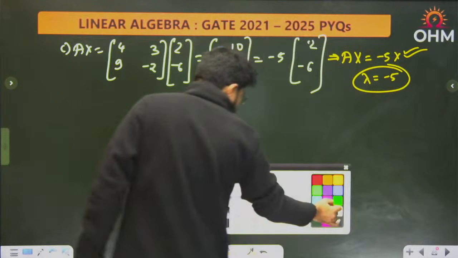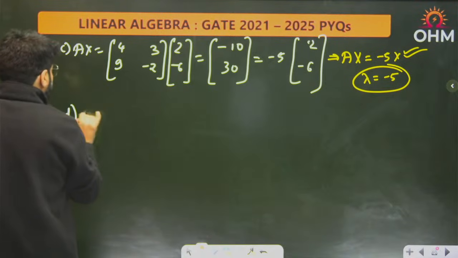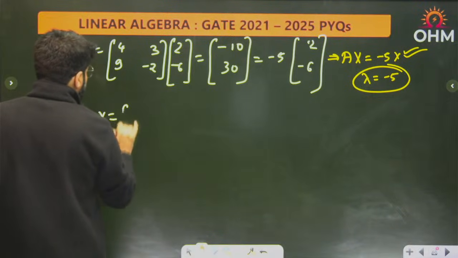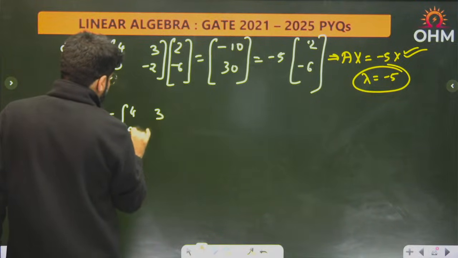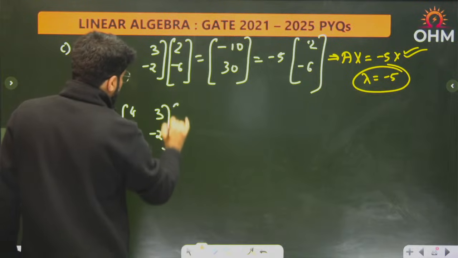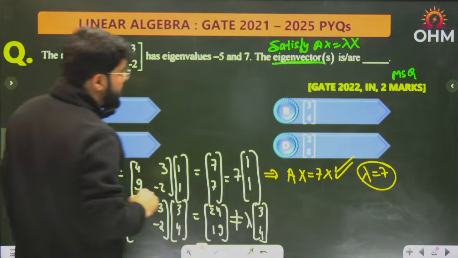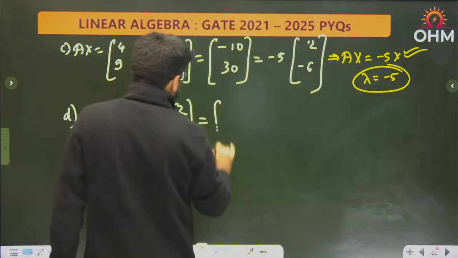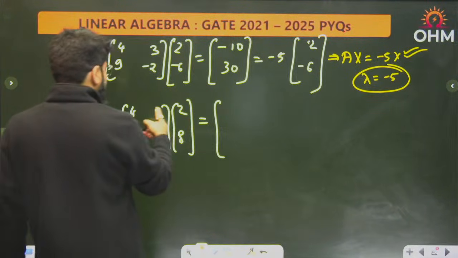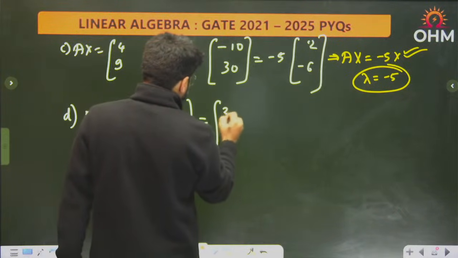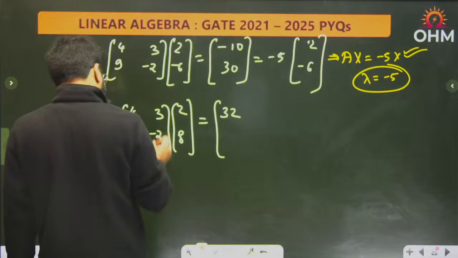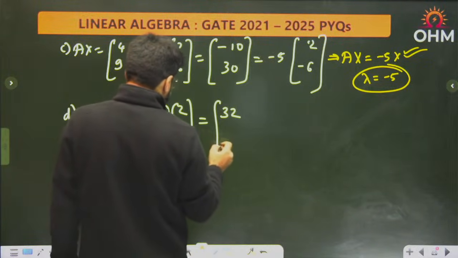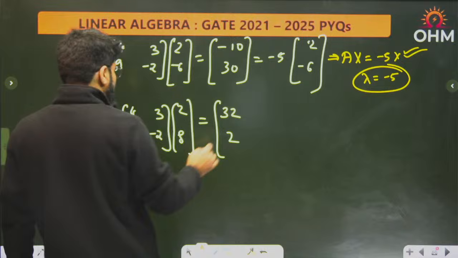Okay, last step, I have to satisfy D. I have to just check D. It is an MSQ, I can't neglect any option. Now what is the D vector? It is given as 2, 8. Let us check this. 4 times 2 plus 3 times 8 is 24, total 32. Then 9 times 2 is 18, minus 16. 18 minus 16 only, no? Correct. This is only 2.